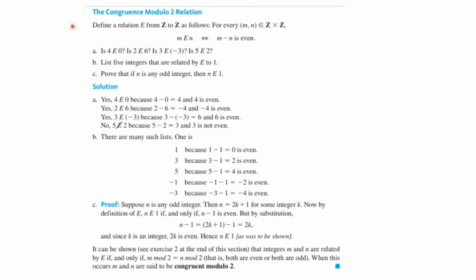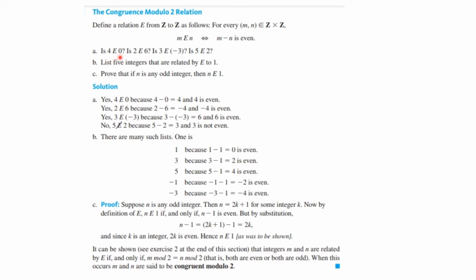Let's talk about a different kind of relation. This is the congruence modulo 2 relation. We're going to define a relation E from the integers to the integers as follows. For every (m, n) an element of Z cross Z, we say that m E n if and only if m minus n is even. This is saying that they have the same remainder when you divide by 2. But anyway, let's look at some questions.